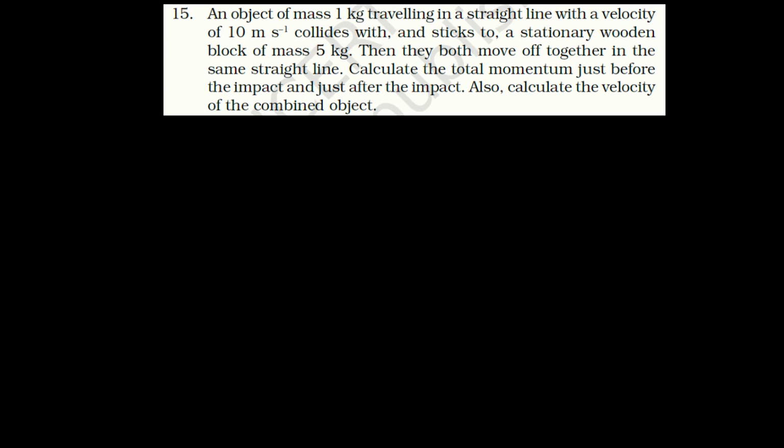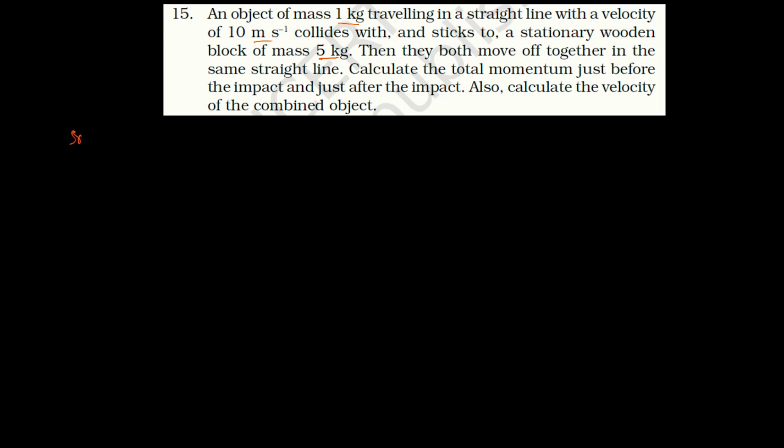What is this question saying? This is a 50 number question. An object of mass 1 kg, traveling in a straight line with a velocity of 10 meter per second, collides with and sticks to a stationary wooden block of mass 5 kg. That means you have got two masses. Then they both move off together in the same straight line. Calculate the total momentum just before the impact and just after the impact, and also calculate the velocity of the combined object. First we will write down what is given.